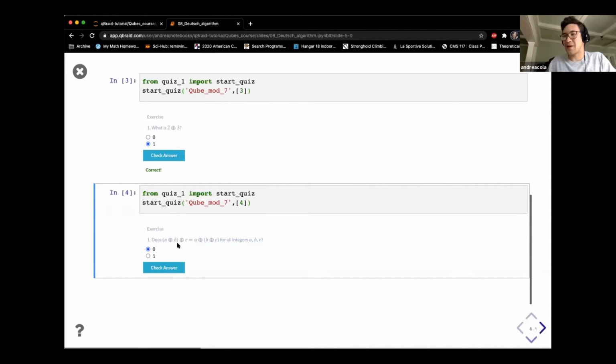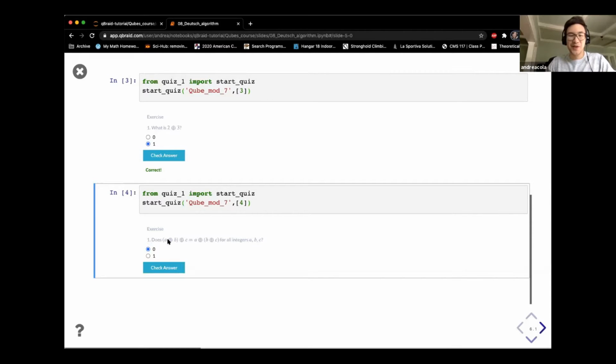Is it true that, the answer should say true or false, yes or no, but does A plus B plus C, when I say plus, I'll say XOR or plus interchangeably. When I say plus, I really mean this symbol, okay? So does (A plus B) plus C equal A plus (B plus C)? Yeah, so some people are saying no, some people are saying yes.